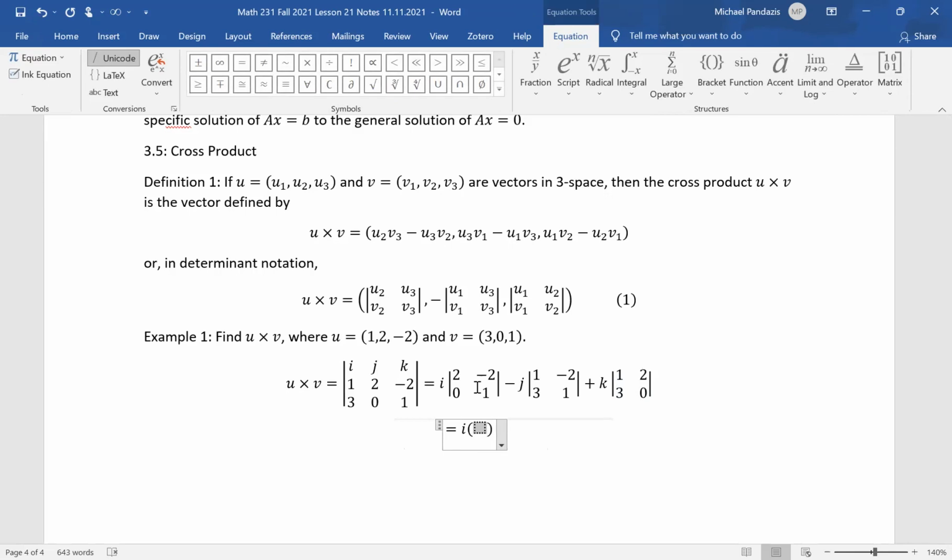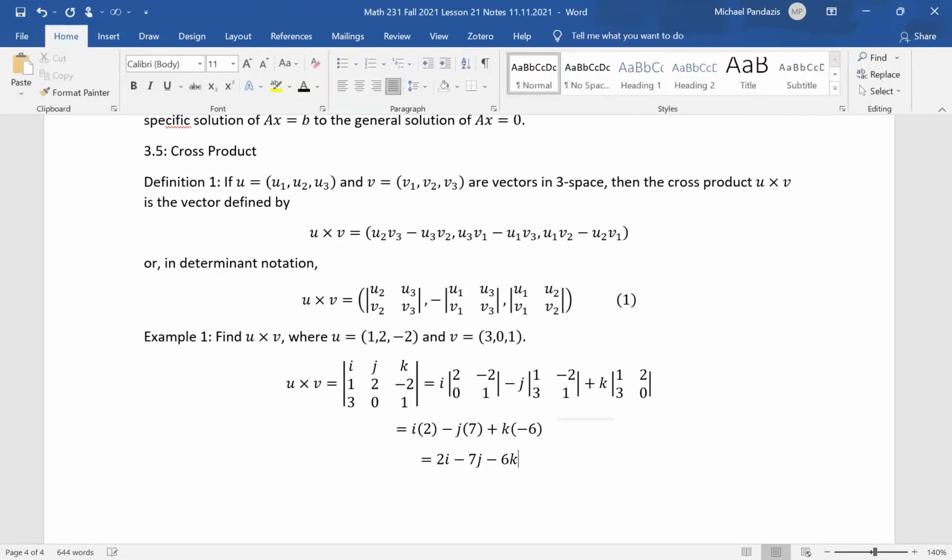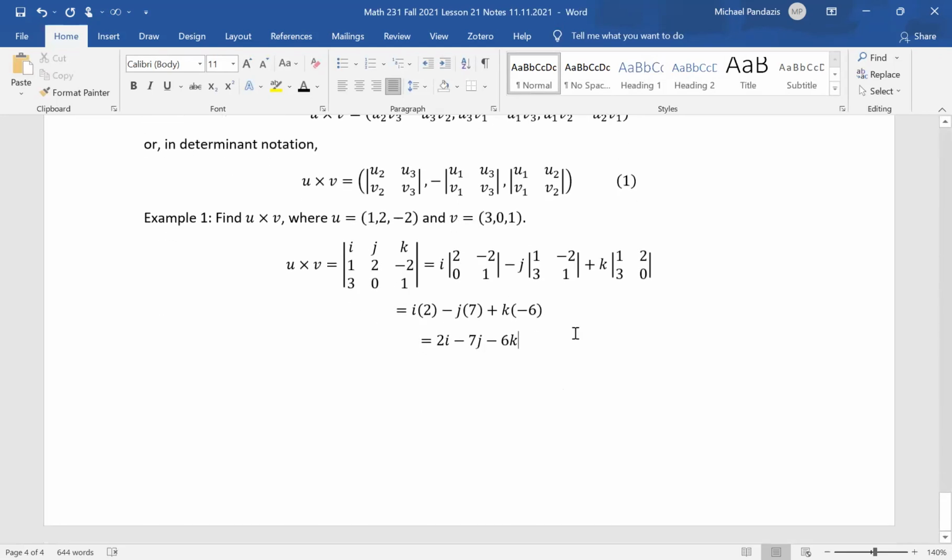So it's I times the constant 2 minus 0, which is 2, minus J times, the parentheses is just the number that I'm separating to keep the order the same, 1 minus -6, which is 7. So that determines the 7, plus K times the other one, which is 0 minus 6, which is -6. So this is equal to 2I minus 7J minus 6K.